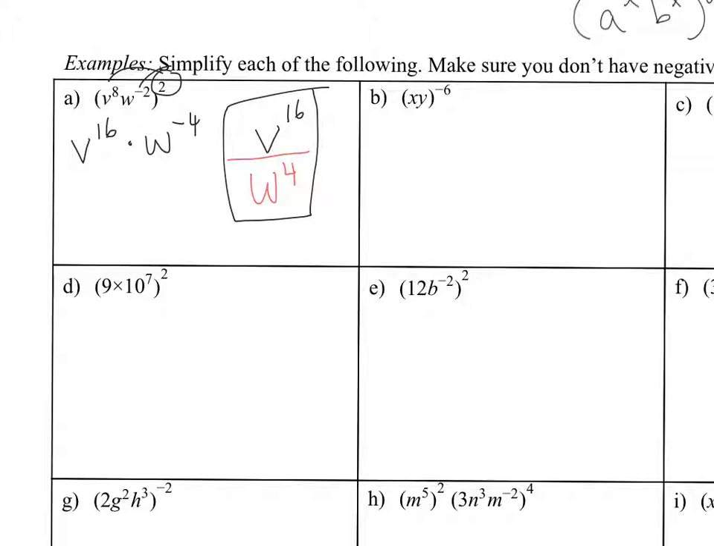And then letter B, I'm going to distribute the negative 6. So it's going to be x to the negative 6, y to the negative 6. Now I want to write with positive exponents. So I'm going to write x to the 6, y to the 6 in my denominator, and put a 1 in the numerator.